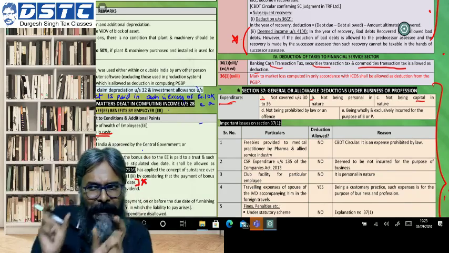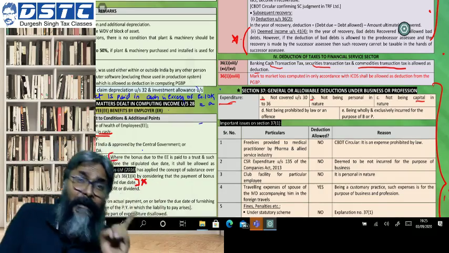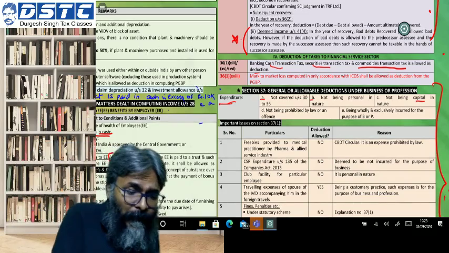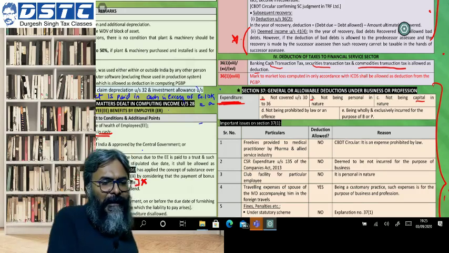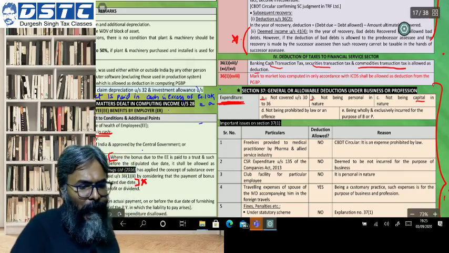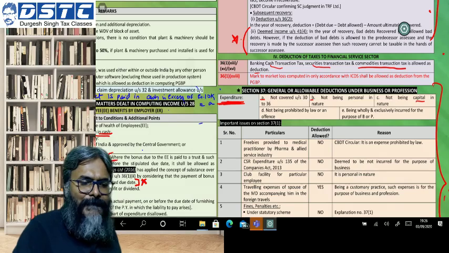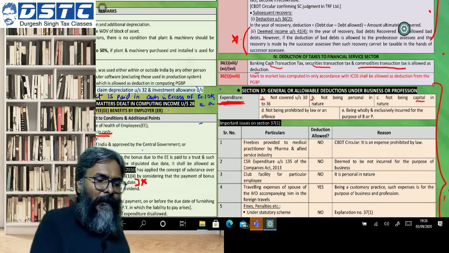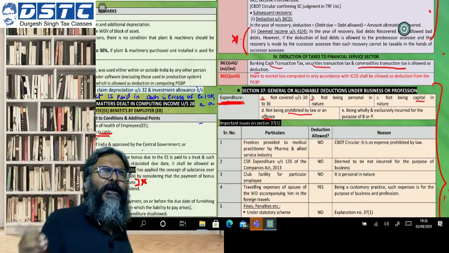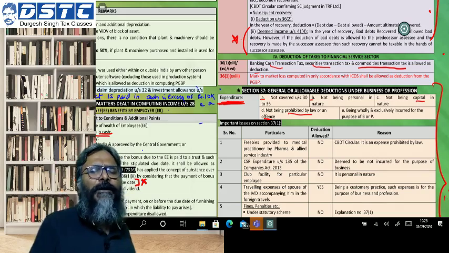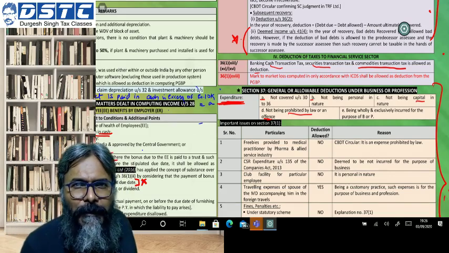So if the expenditure is covered in a specific provision, then the specific provision will apply. But if it is not covered in a specific provision, then students, game on. You will then be under section 37. In section 37, you will find point A, not covered under 32-36. Point B, not being personal in nature. Point C, not being capital in nature. Point D, not being prohibited by law, or an offense, like a penalty levied in a law, say the GST law. Penalty has been levied on you: disallowed, students. Why? It is prohibited by law.